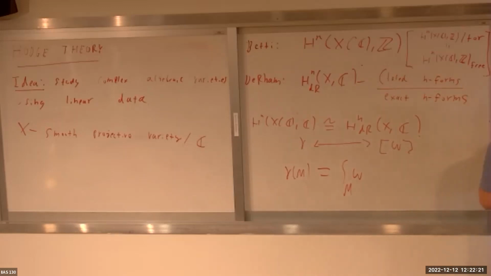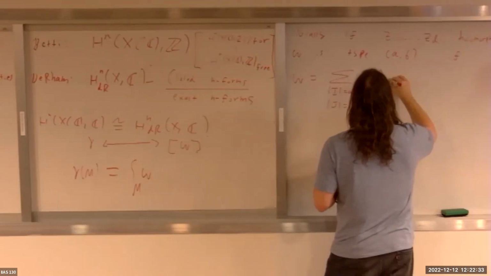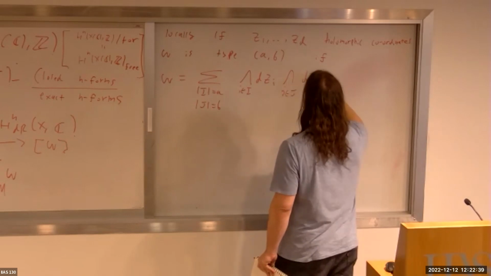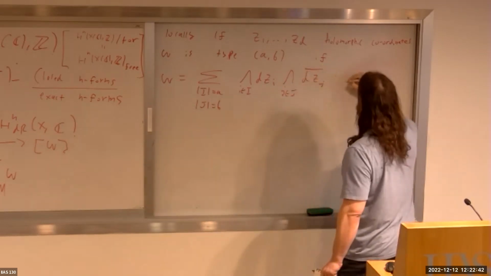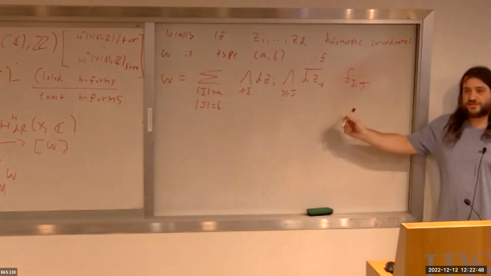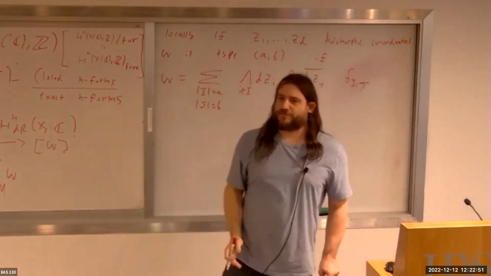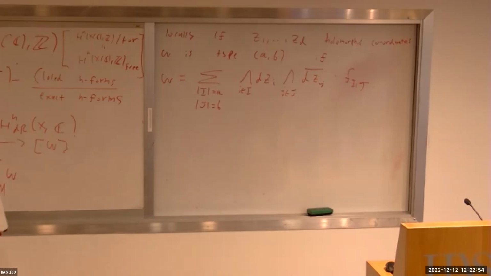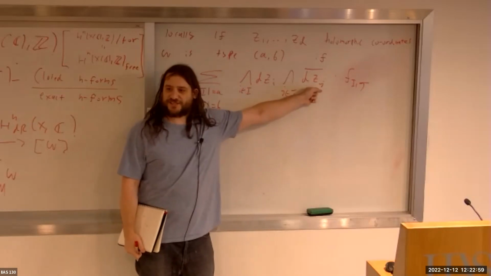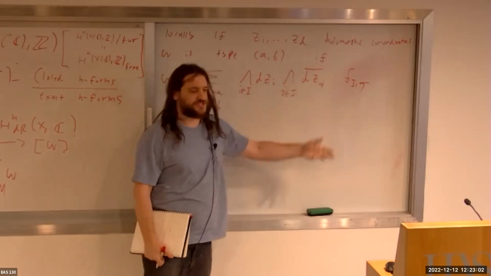if we can write omega as a sum over sets I of size A and sets J of size B of the wedge product of the dz_I together with the d z-bar_J, multiplied by some function. There's no condition on this function; it can be, say, any smooth function. It wouldn't even make sense to say this function is holomorphic, because we have dz-bars here. If we make changes of variables, that will change things up.